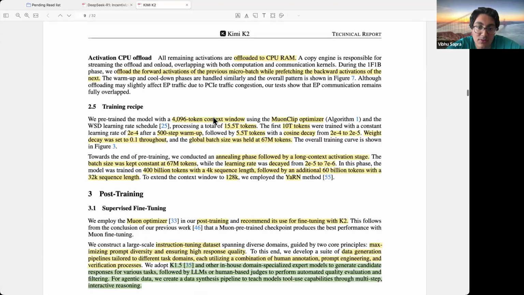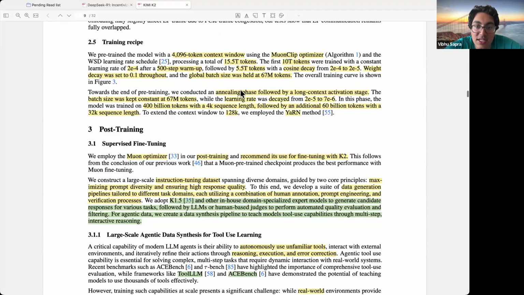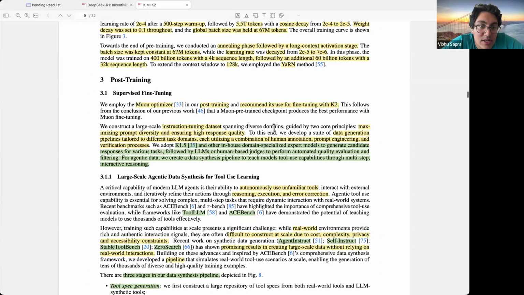Okay, so most of the training was done at short context. Then towards the end, they had an annealing phase followed by a long context activation stage. Batch size still 67 million tokens. Learning rate was decayed quite a bit more. In this phase, we trained 400 billion tokens with a 4K sequence length, followed by an additional 60 billion tokens on 32K sequence. Then they extend with YaRN. So basically, 60 billion out of 15 trillion tokens are at 32K sequence. Very much the majority of this training is just done at 4K context.